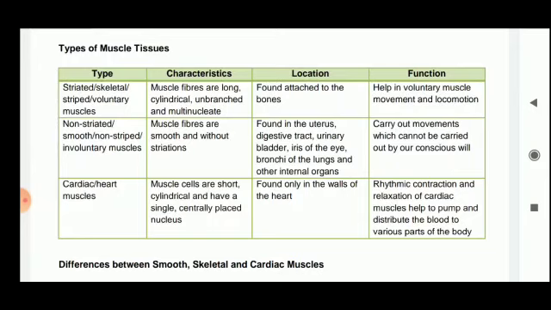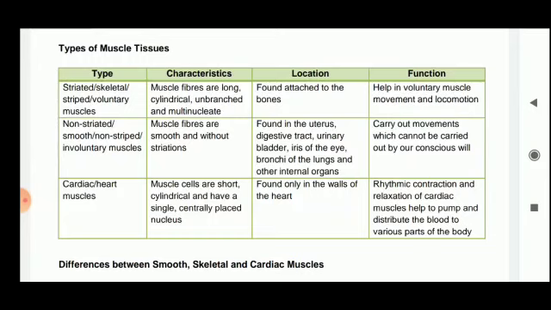Now move on to the second type, non-striated, smooth, non-striped, involuntary muscles. All these terms are similar. Muscle fibers are smooth, without striation. Location is what? Found in the uterus, digestive tract, urinary bladder, iris of the eyes, bronchi of the lungs and other internal organs. Main function: carry out movements which cannot be carried out by our conscious will.